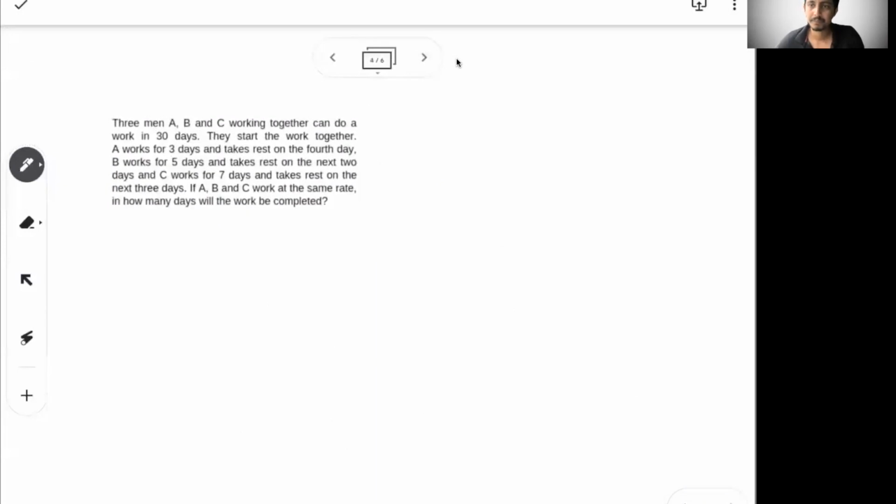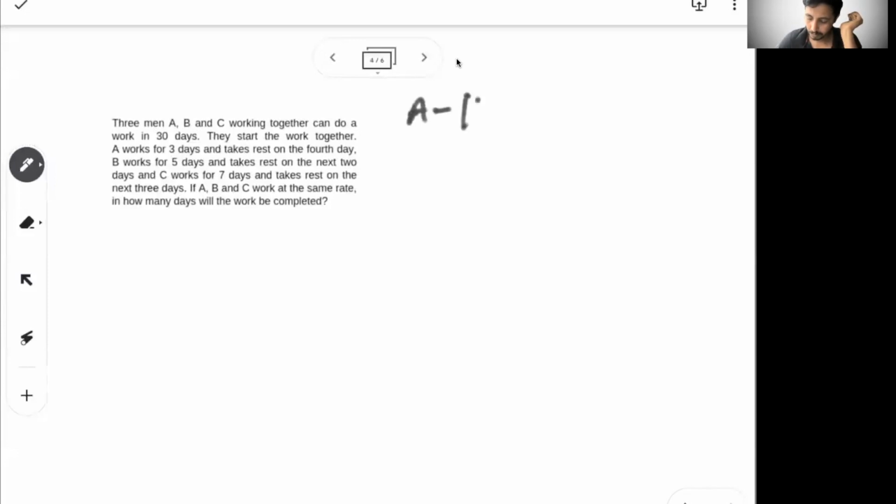They said there are 3 men, A, B, C, working together can do a work in 30 days. They start the work together. A works for 3 days, then takes a rest day. So it's a very good problem. If you see, they're not working linearly. They are working, taking rest, working, taking rest. So it's a pattern.